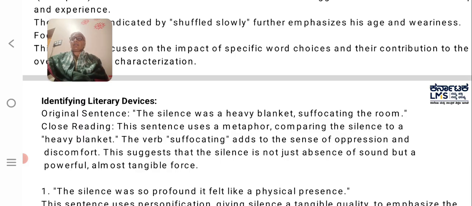There is another example, identifying the literary device. The original sentence is like this: The silence was a heavy blanket suffocating the room. For close reading, this sentence uses a metaphor. You have to identify this figure of speech. The silence here is compared to a heavy blanket. The word suffocating adds to the sense of oppression and discomfort. This suggests that silence is not just absence of sound, but a powerful, almost tangible force.